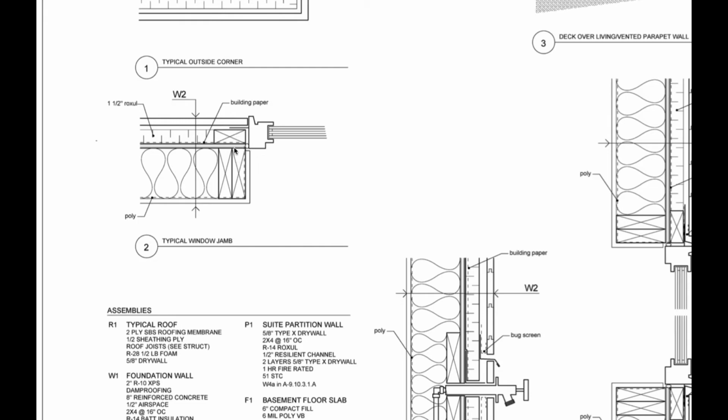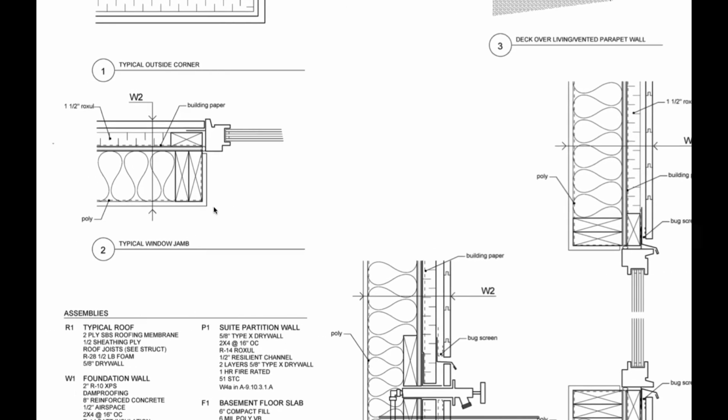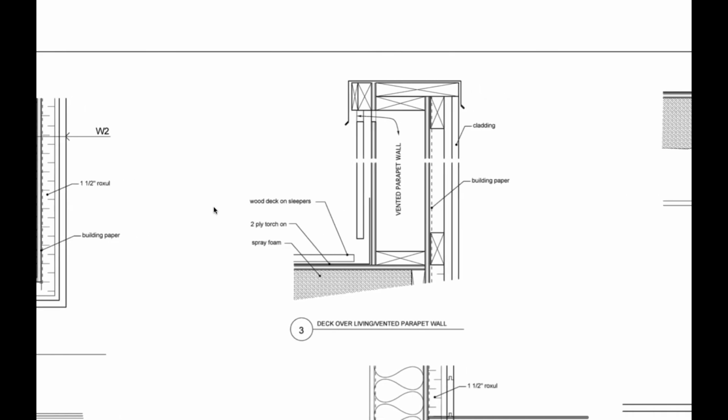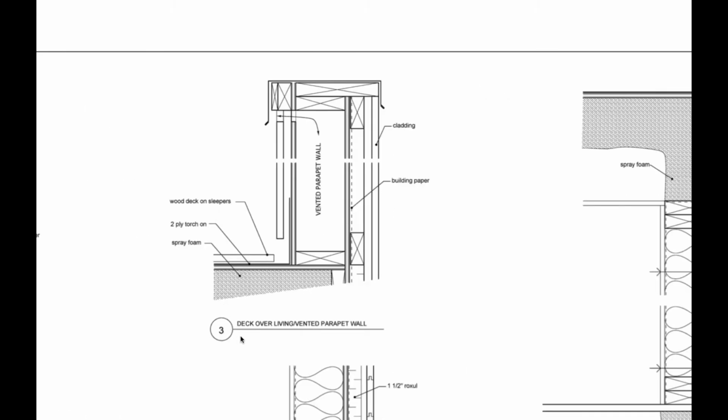So whenever you have a window, you're going to have to get all of your building paper and stuff behind it and then nail that on. And then all of your waterproofing and stuff is going to have to go around that. So good little discovery. This is the deck over living space, the vented parapet wall.